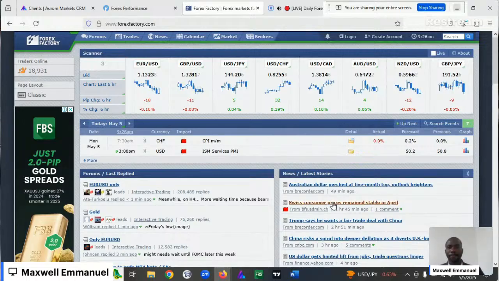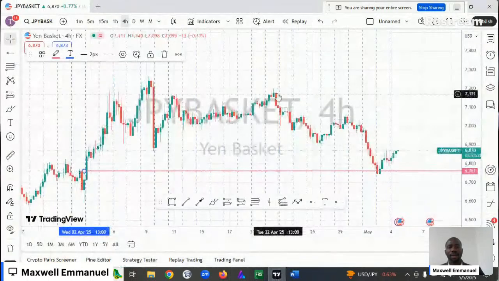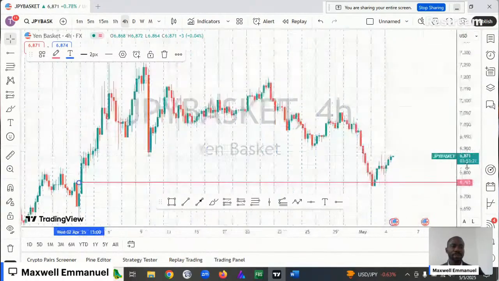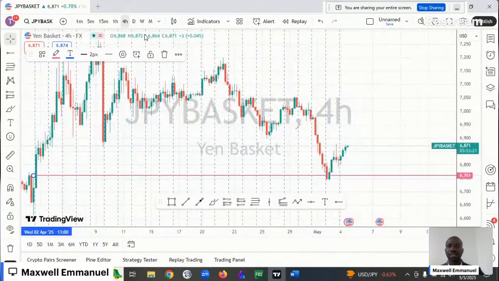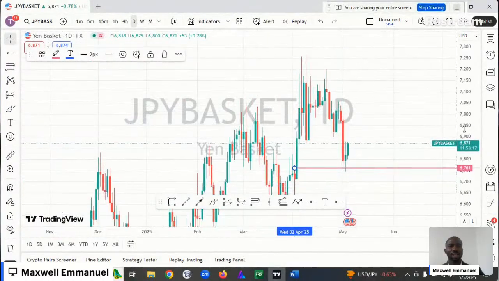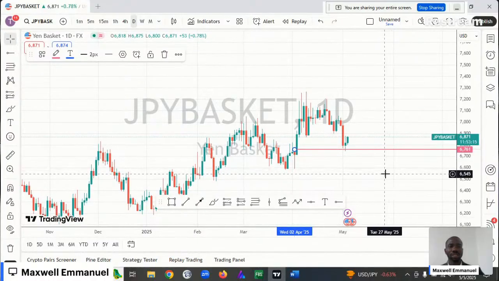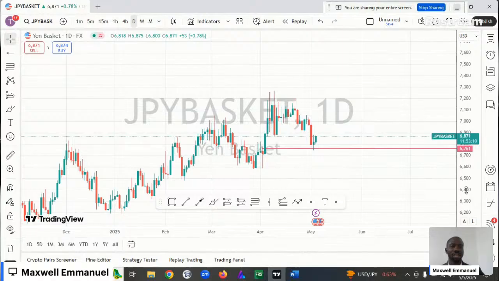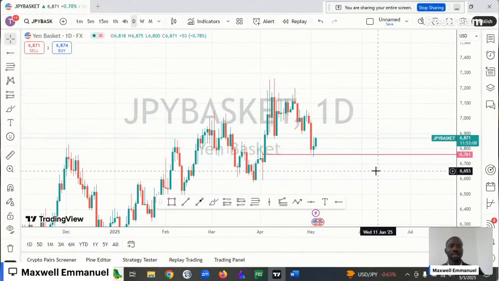Okay, so let's start with dollar index. Okay, let's look at the yen baskets and see. Let's start with the daily time frame. For those of you who attended last night's session, I told you guys yen is bullish. As you can see, since the market opened, yen has been bullish. Yen is strong at the moment.